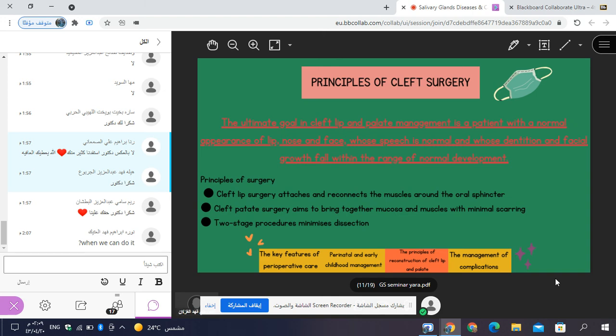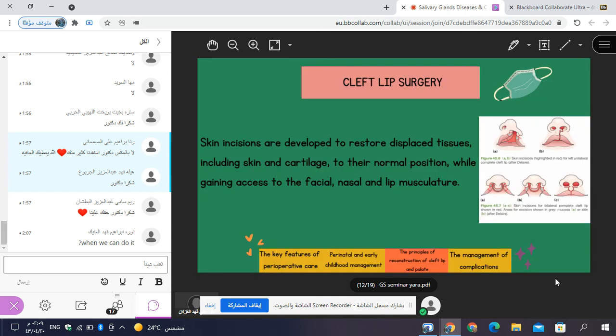So then the cleft lip surgery. In the cleft lip surgery, we will do skin incisions. These skin incisions are done to displace the tissue, either skin or cartilage, to their normal position, while also giving us access to the retro structures like facial, nasal, and lip musculature.